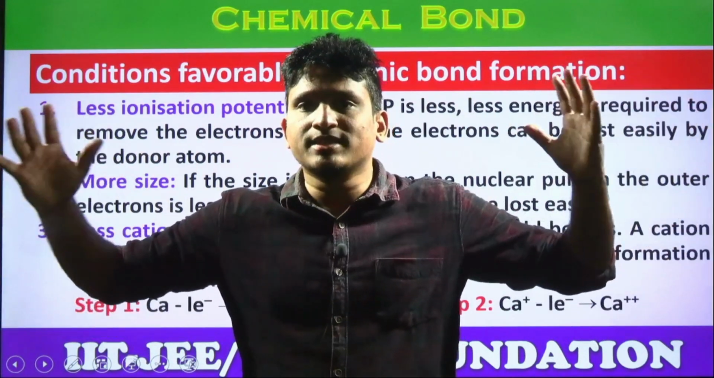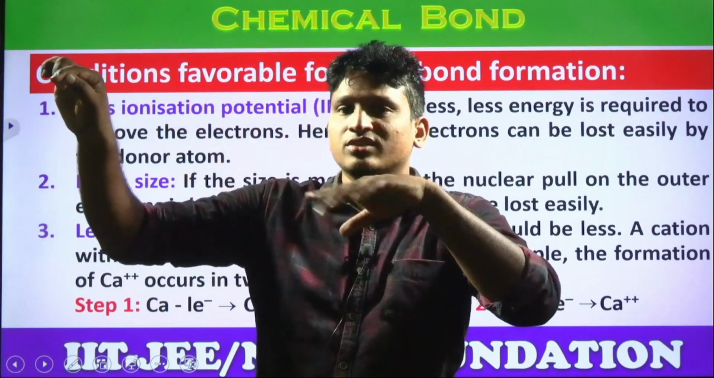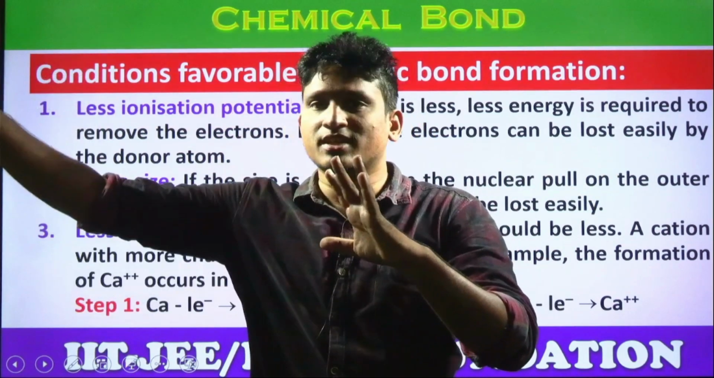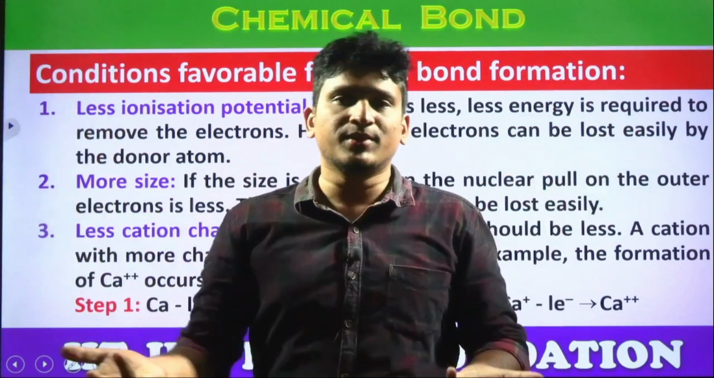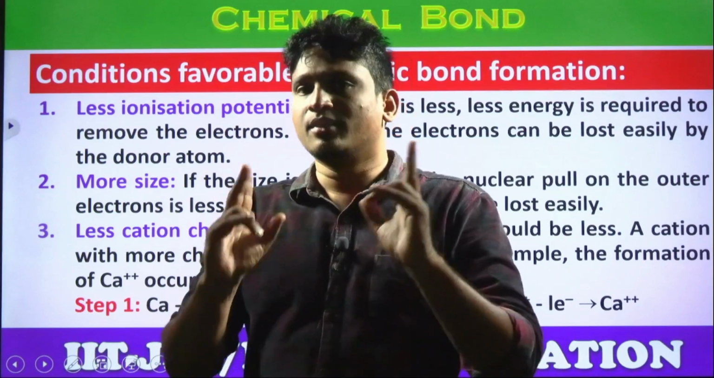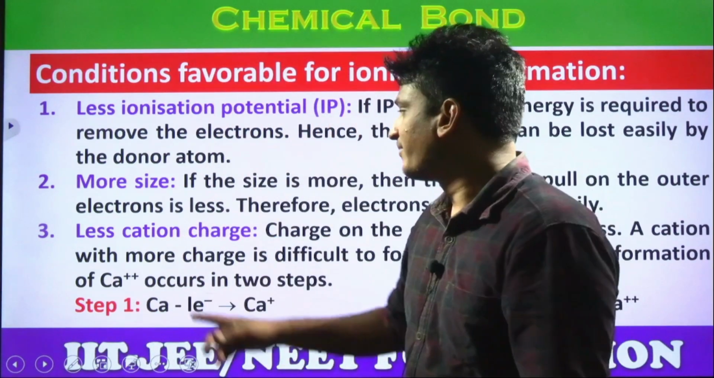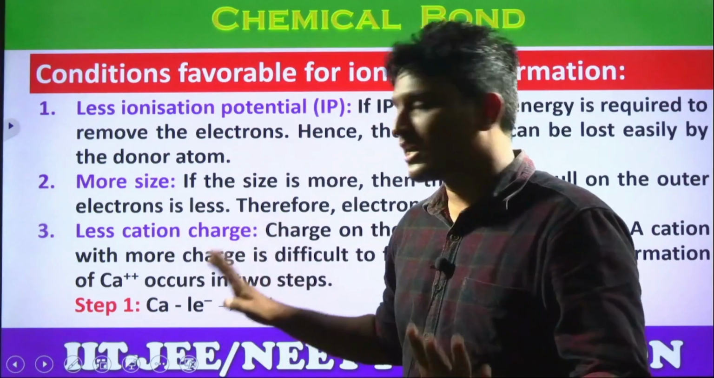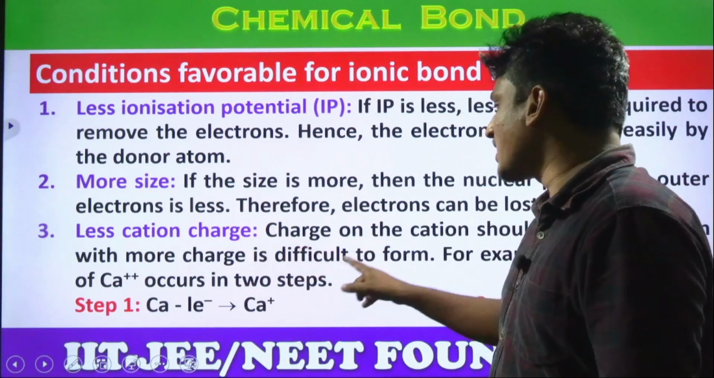If atomic size is increasing, do the valence electrons get that much nuclear attraction? No. We can easily lose them. Yes or no? Of course, both are directly related. More is the size, less is the IP. Understood? These are the two factors that are favorable conditions for the formation of a cation, right? Less cation charge means the charge on the cation should be less.